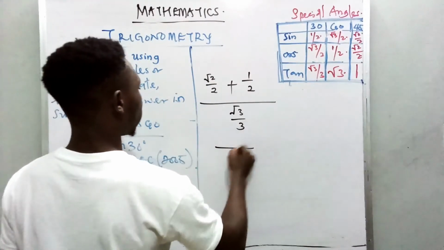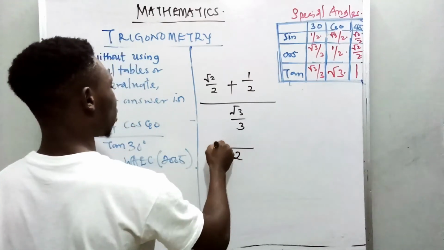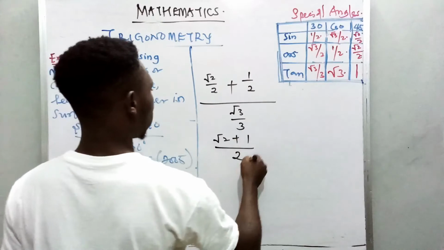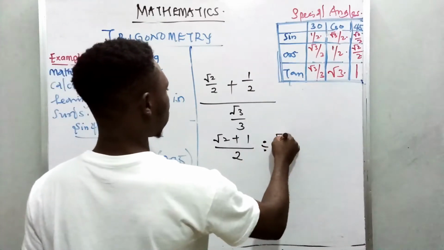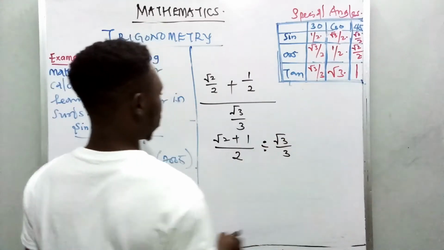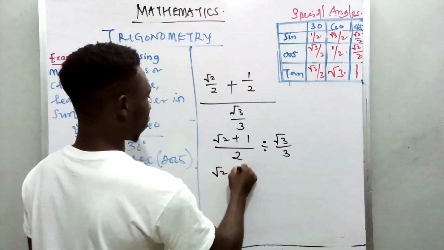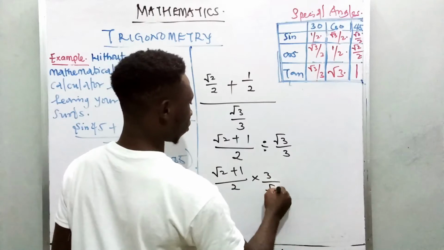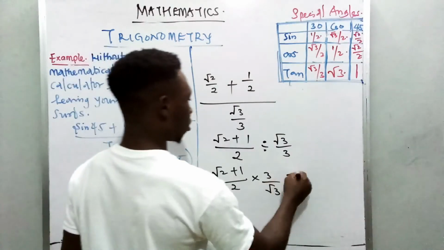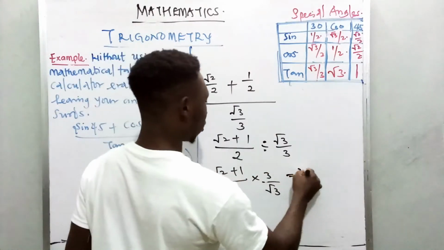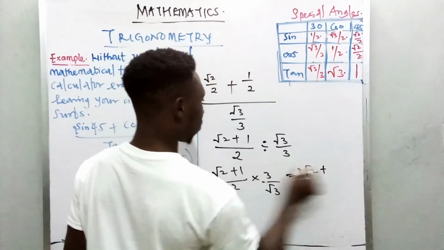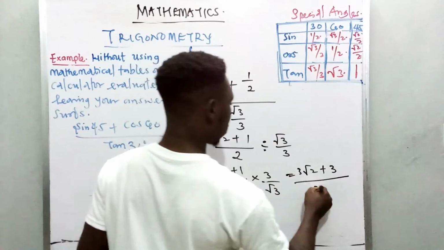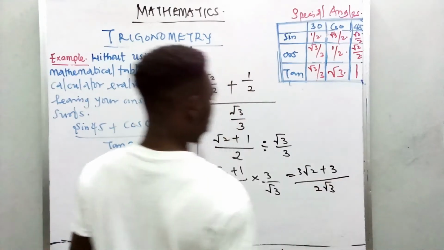So look for LCM, which is 2. 2 divided by 2 and 1 times root 2, root 2, plus 2 divided by 2 and 1 times 1. Now divided by root 3 over 3. So this is root 2 plus 1 over 2 times 3 over root 3. This is now equal to 3 times this, that's 3 root 2 plus 3 times 1, that's 3, all over 2 times this, that's 2 root 3.